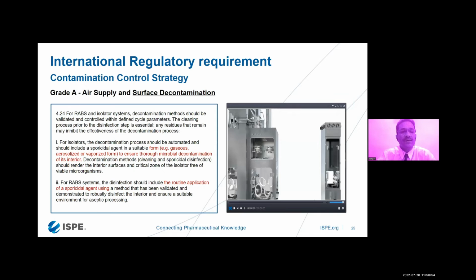It talks about the decontamination process using microbial decontamination of the interior, which you are doing also for the RABS, but of course it cannot be validated. But when we are talking about the isolator technology, here basically we are talking about the complete cleaning or the sanitization of the chamber having a 6-log reduction, and that can be validated and it can be proved after one batch, after another batch. So it is reproducible.